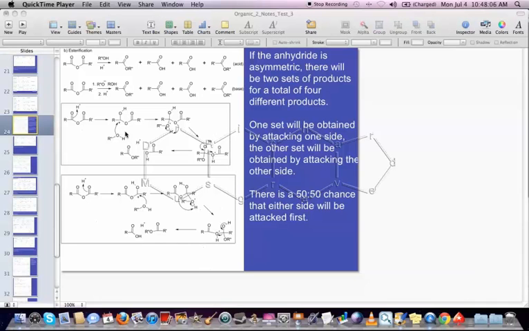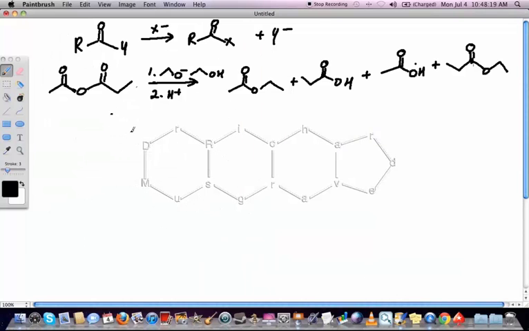Alright, let's take a look now at the base catalyzed esterification of an acid anhydride. We're going to be using an asymmetric acid anhydride here, reacting with an asymmetric reagent. So we're going to be ending up with 4 different products here. Let's take a look at the mechanism.